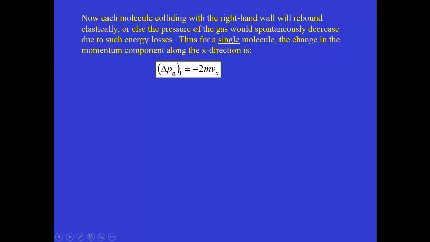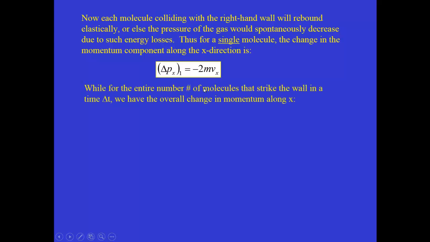So the change in momentum is the final momentum minus the initial momentum after the collision. So the final momentum is to the left, so it would be negative mvx. The initial momentum is to the right, which is mvx, and the difference between those is negative 2mvx.